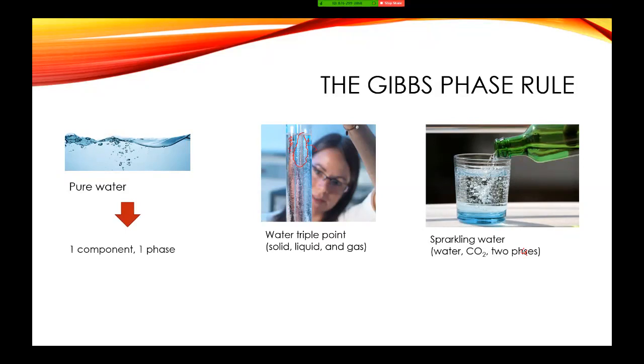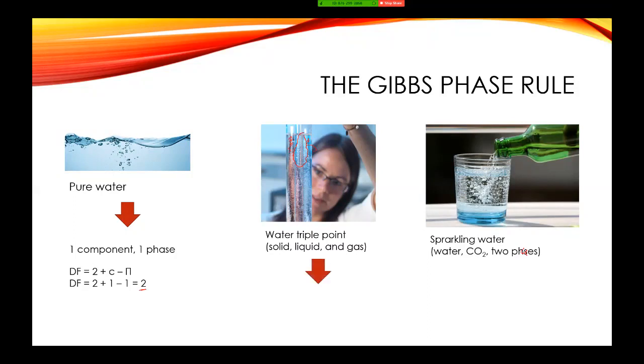If we have just pure water in liquid form, we have only 1 component and 1 phase, right? So if we calculate the degrees of freedom, we're going to have 2 plus C, the number of components, in this case 1, minus the number of phases. In this case, minus 1, because it's in liquid form, and we obtain 2 degrees of freedom, okay? That means that we have to select 2 thermodynamic parameters to obtain all others. For example, it could be temperature and pressure, or temperature and composition, and so on.